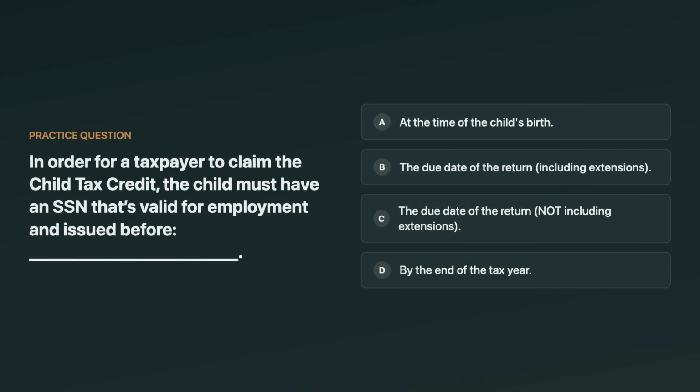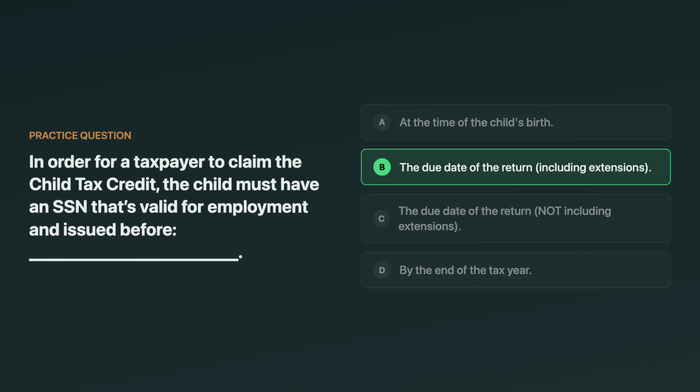For a taxpayer to claim the child tax credit, the child must have an SSN that's valid for employment and issued before when? Your options include at birth, by the end of the tax year, by the due date including extensions, or by the due date not including extensions. Think about it.